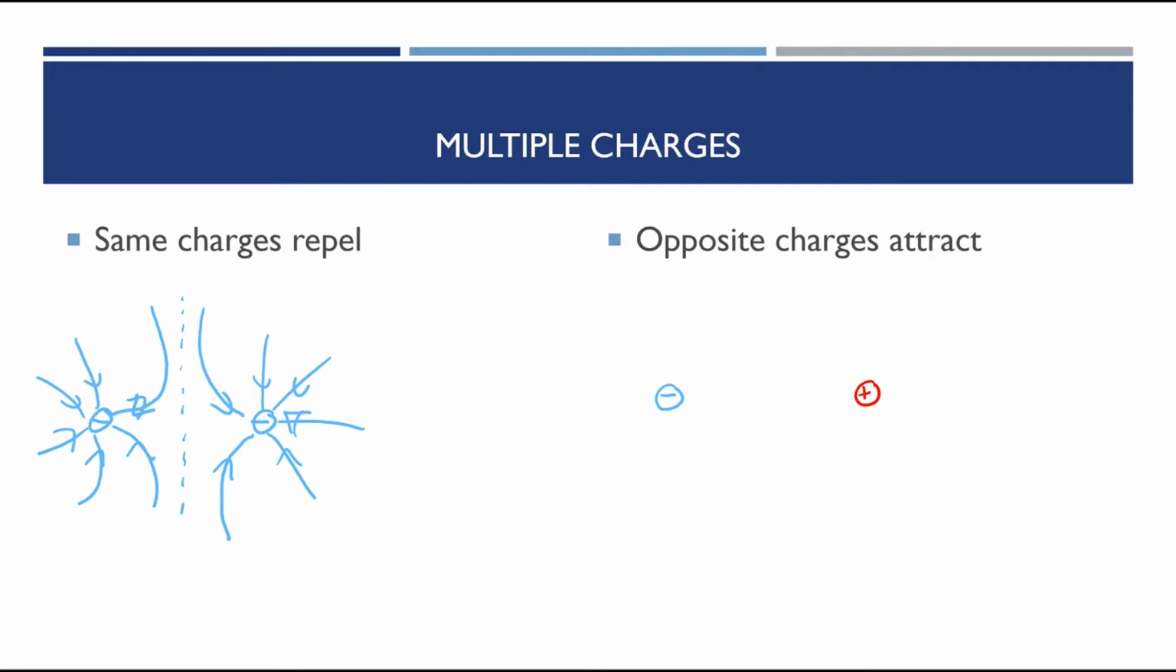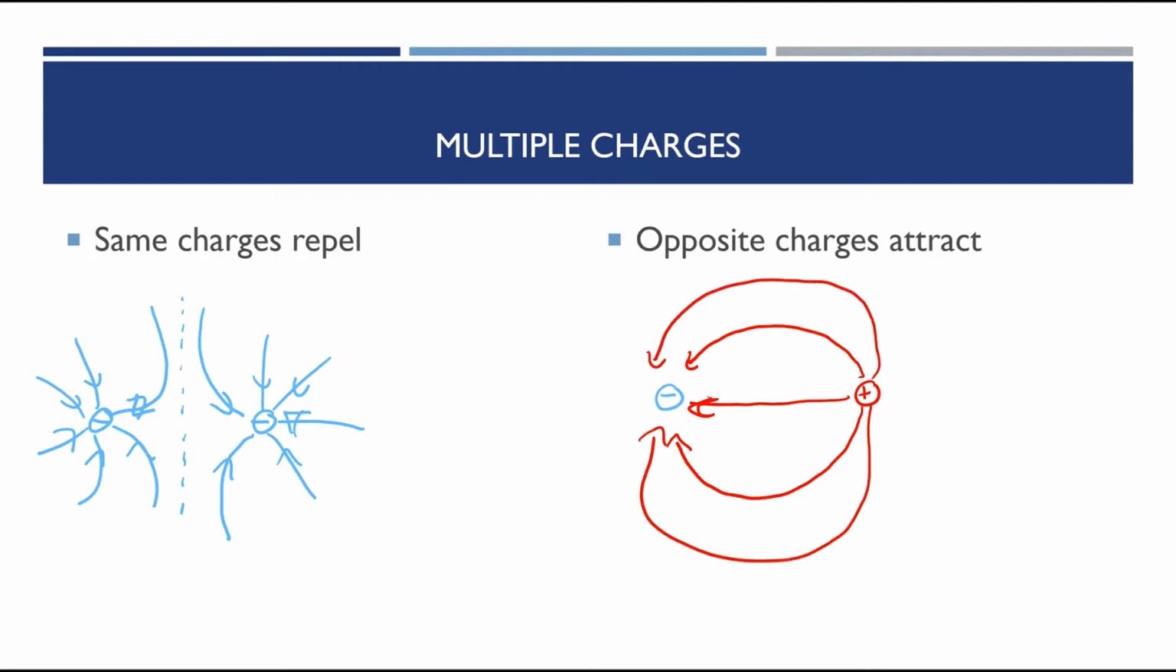The next thing is with opposite charges. Like we saw in the demonstration, the positively charged piece of tape and the negatively charged rod came together and they were attracted. So, like the saying goes, opposite charges attract. We see that these field lines start at the positive charge and end on the negative charge.